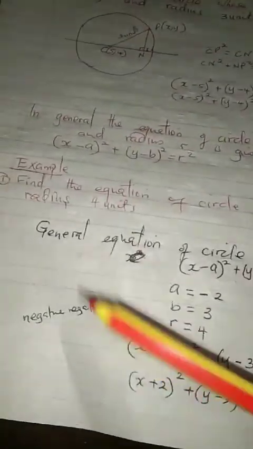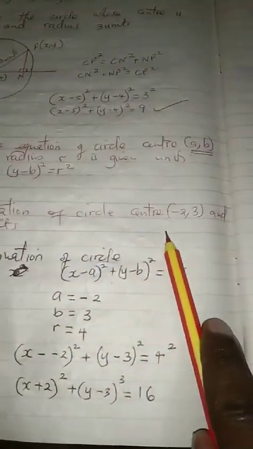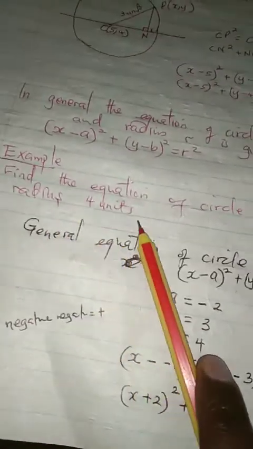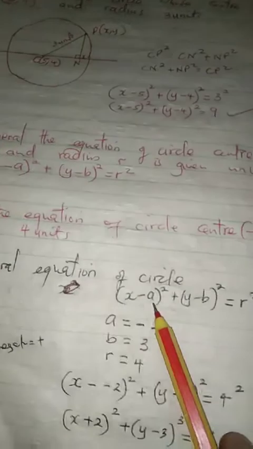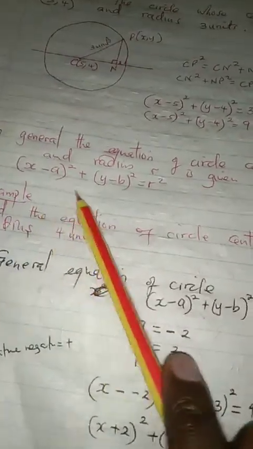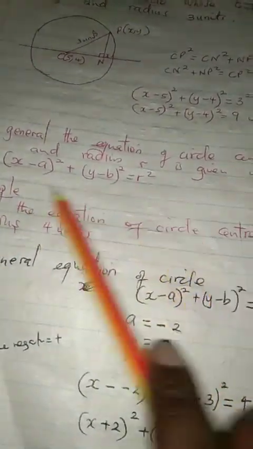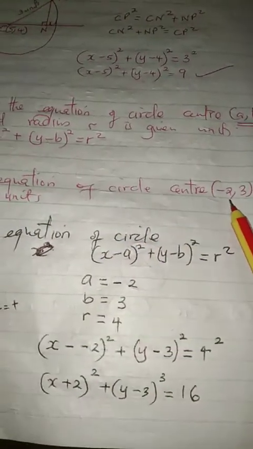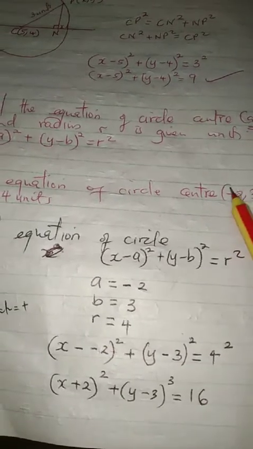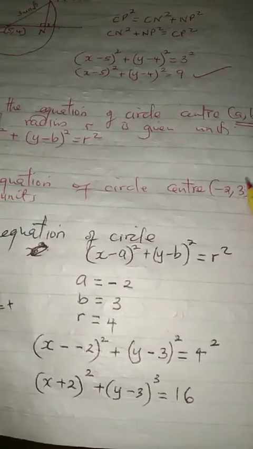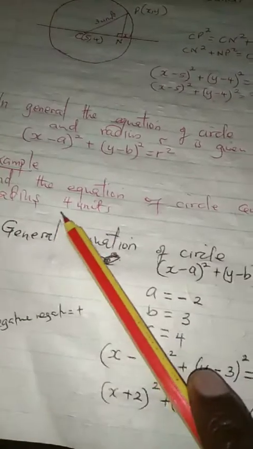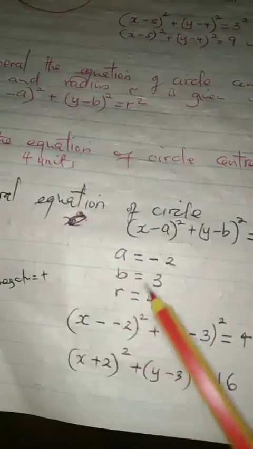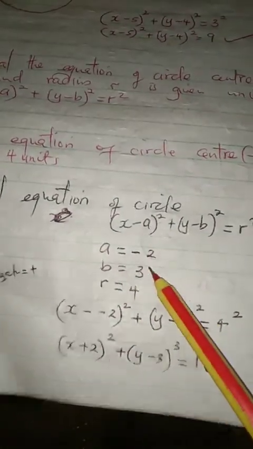Let's see the question here. Find the equation of a circle with center (-2, 3) and radius 4 units. So the general equation is given as x minus a squared plus y minus b squared equals r squared. This is the first thing you write down, and then you say the center we have been given is this. So a is -2, you pick it with the sign, and b is 3, r is given as 4. So I substitute where there is a, I put the value of a.